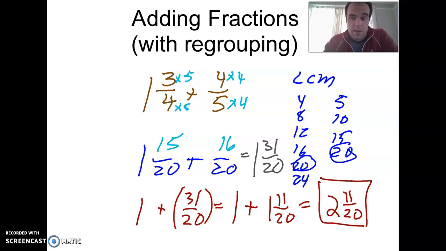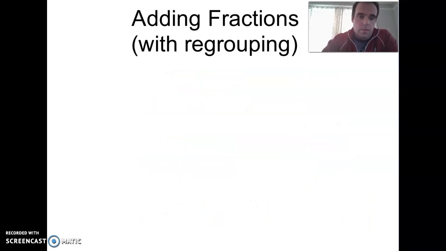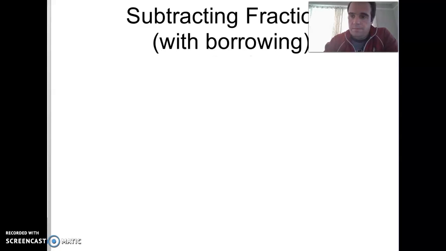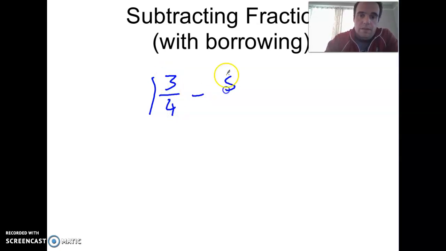My personal opinion about that. Now, this also works when we're subtracting. So let's say we have 1 and 3/4 minus 5/6. We'll keep those same numbers that we used last time. Same deal. We're still going to convert to an improper fraction.